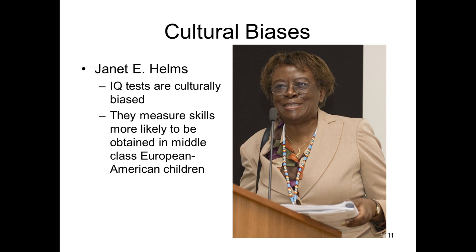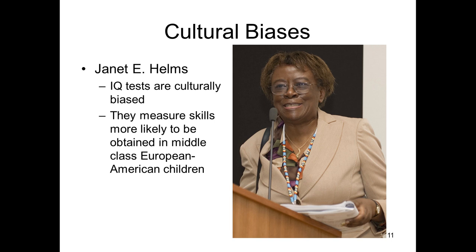For example, if you look at a test of IQ for young children, one of the questions that might be asked is, which side of the plate does the salad fork go on? Now that is a culturally biased question, and not necessarily biased by race, but biased by socioeconomic status. People who are wealthier, of more middle-class European American upbringing, would be more likely to know the answer to that question.